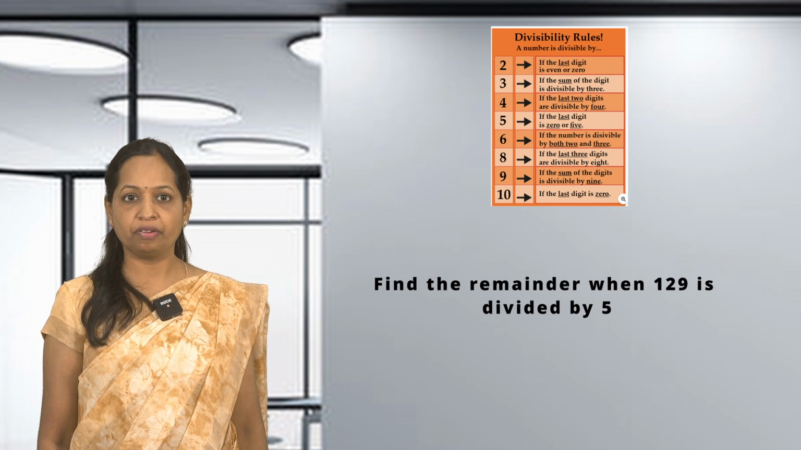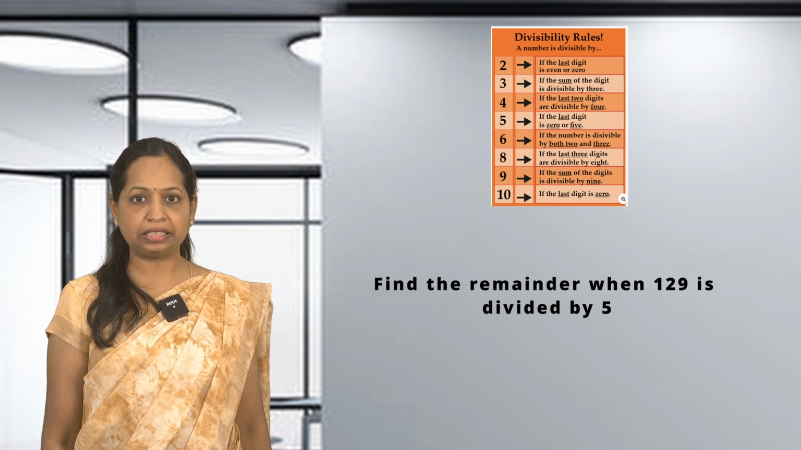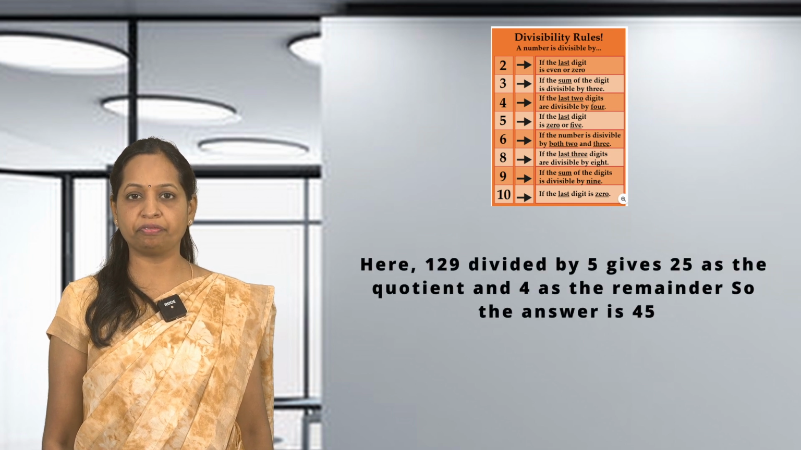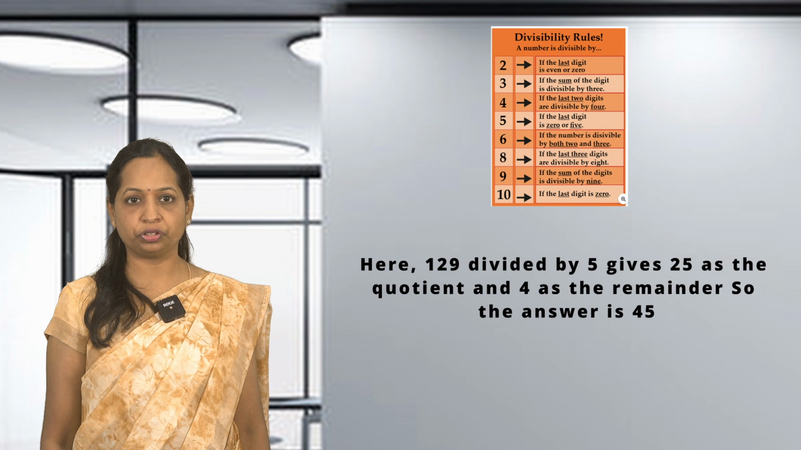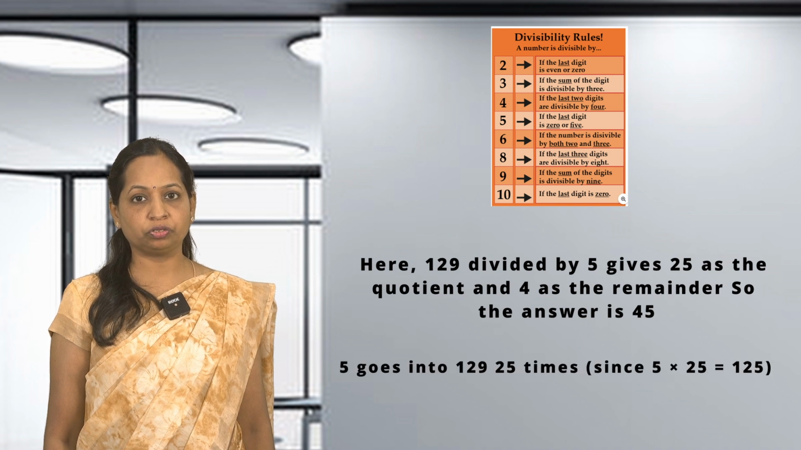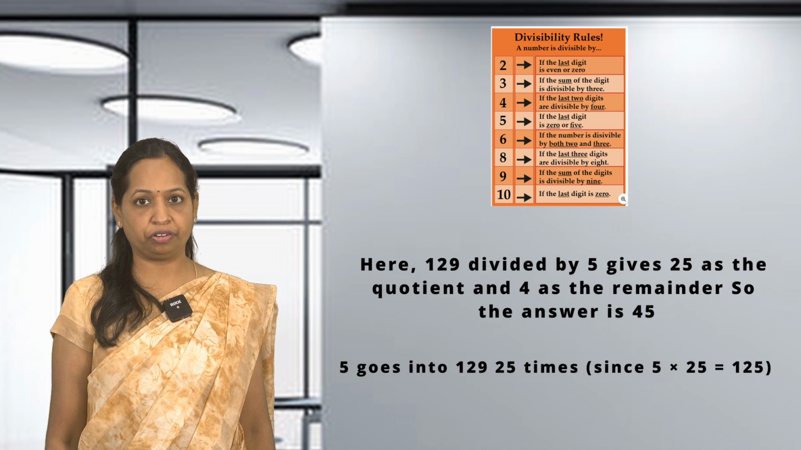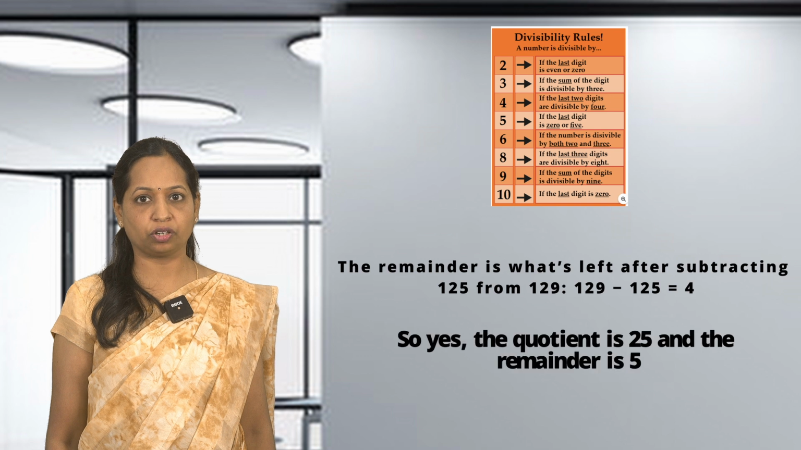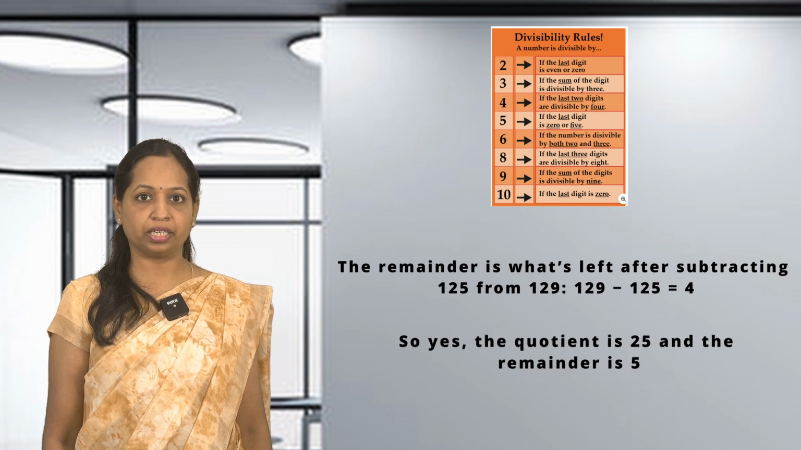Find the remainder when 129 is divided by 5. Here, 129 divided by 5 gives 25 as the quotient and 4 as the remainder. So, 5 goes into 129 twenty-five times, since 5 times 25 is 125. The remainder is what's left after subtracting 125 from 129. 129 minus 125 is equal to 4. So the quotient is 25 and the remainder is 4.